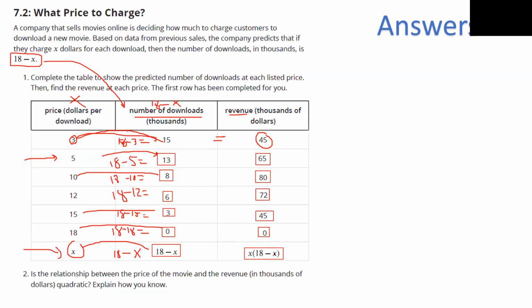Okay, so the next question is asking, is the relationship between the price of the movie and the revenue quadratic? So we've been learning about quadratics, and by now you should already understand that a quadratic, shorthanded quad, is an equation where the x has an exponent of 2. Now, we've learned about linear functions in the past, and we know that linear functions are where our x value does not have an exponent. It's actually an invisible 1.